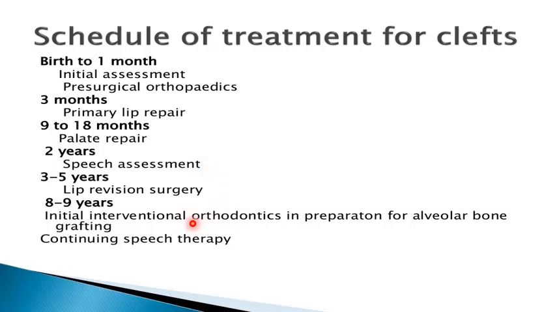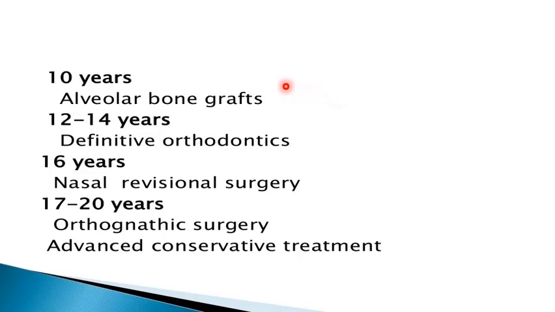At 9 years, we prepare the patient for repairing the cleft alveolus. At 10 years, it is the time for alveolar bone grafting to repair the cleft alveolus. The nasal repair is at 16 years old, the definitive rhinoplasty for correcting the nose. At 17 to 20 years, after completion of bony growth, we might do orthognathic surgery for the patients with abnormal mouth closure.